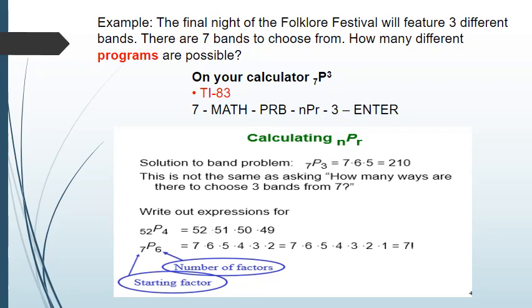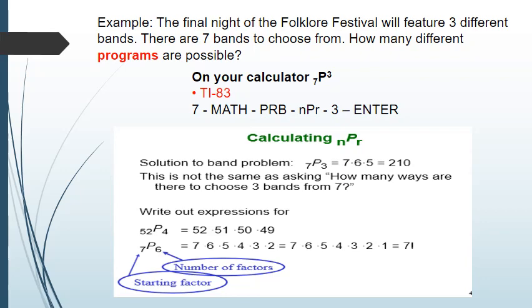Example: the final night of the folklore festival will feature 3 different bands. There are 7 bands to choose from. How many different programs are possible? On your calculator, enter. Calculating nPr, the solution to the band problem, 7P3, is equal to 7 times 6 times 5, which is equal to 210.